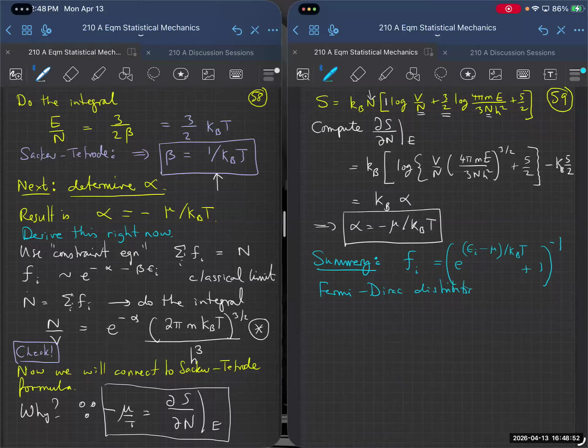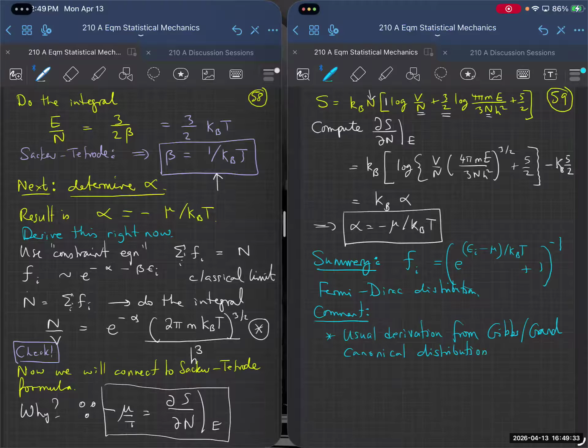Fermi-Dirac distribution, and I want to comment. If you look in any textbook, we derive this from the Gibbs distribution. We derive this from the grand canonical distribution. So the comment is, the usual derivation is from the Gibbs distribution, or the grand canonical distribution, which I'm going to be teaching you shortly. So that's the usual derivation, but we didn't need to know any of that. We just did this from the basic fundamental principles of quantum mechanics.